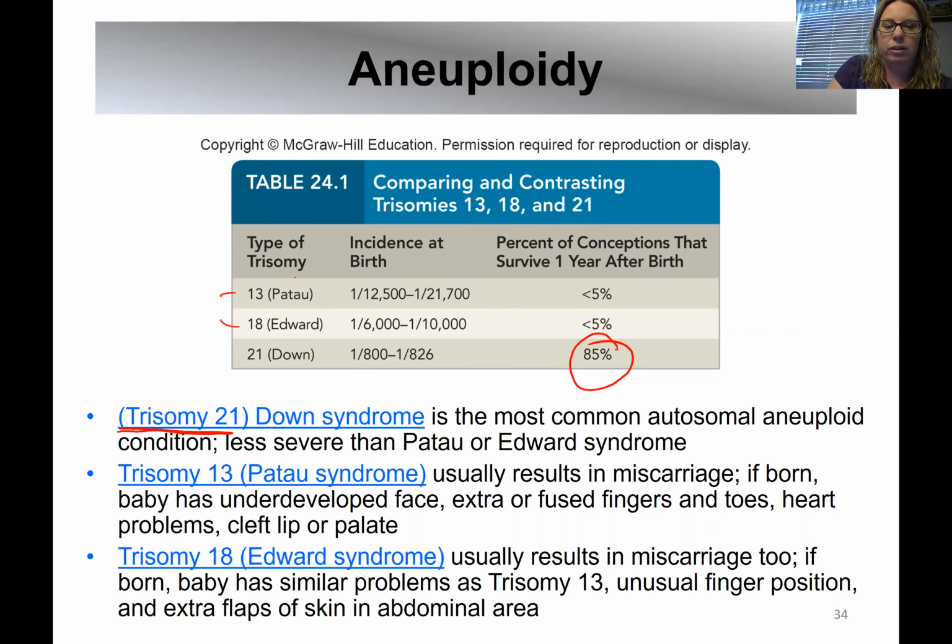Trisomy 18 and 13, affecting the 13th chromosome or the 18th chromosome, is more severe. Less than 5% survival rate. They're also more rare though.